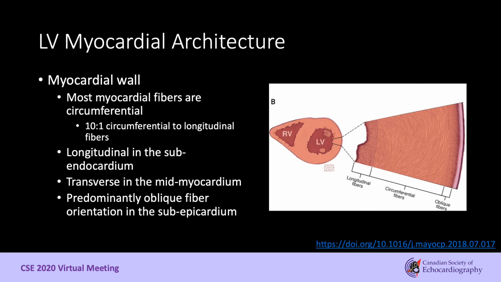Now, if you take a slice of the myocardial wall, you can see that most of the myocardial fibers are circumferential, and the ratio of circumferential to longitudinal fibers is about 10:1. Most of the longitudinal fibers are in the subendocardium, most of the circumferential in the mid-myocardium, and oblique fibers are mostly located in the subepicardium.